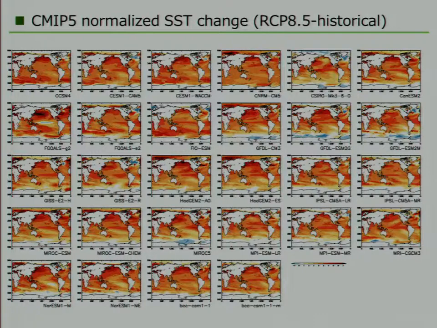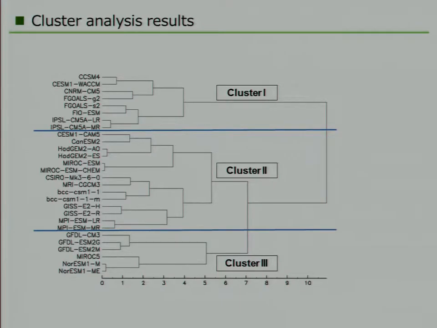So we can see some similar patterns between the models, but some models show totally different patterns. And this is the result of cluster analysis of these patterns. So we can divide these model results into 3 categories: cluster 1, 2, and 3.